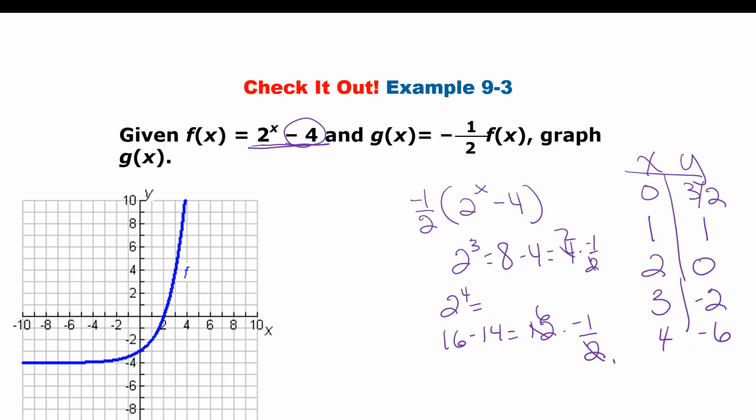Okay, and let's plot our points here and take a look at what this is going to look like. We have a point at (0, 3/2), so that's 1.5. So there's our first point here. And then we have a point at (1, 1). We have a point at (2, 0). A point at (3, -2) down here. And a point at (4, -6), so down here. So you can see that our graph is going to be doing something like this.